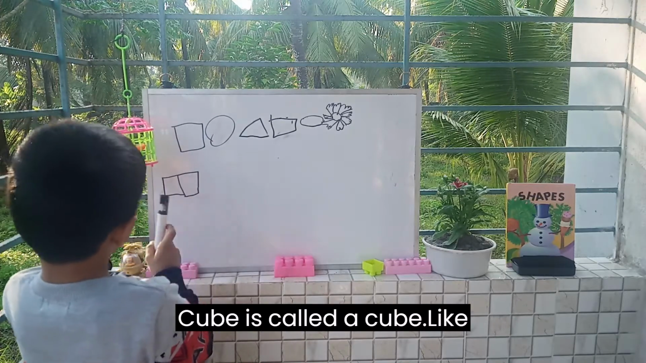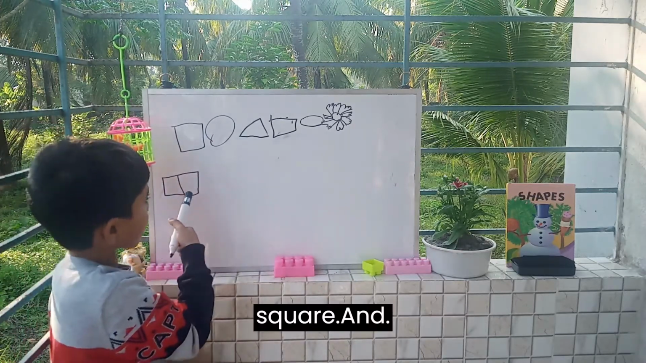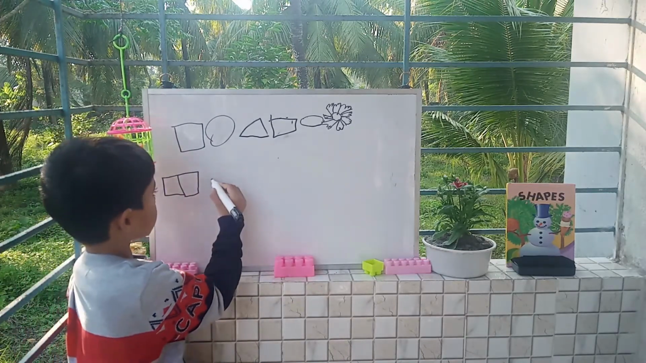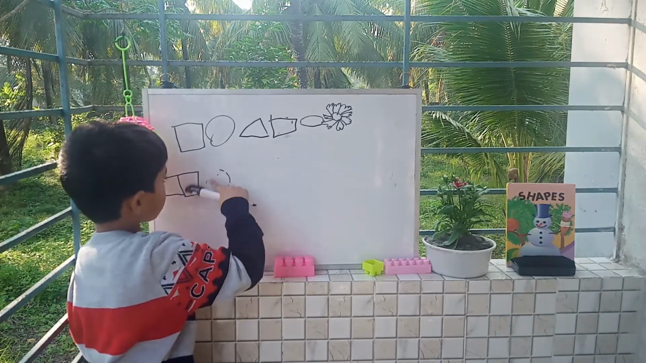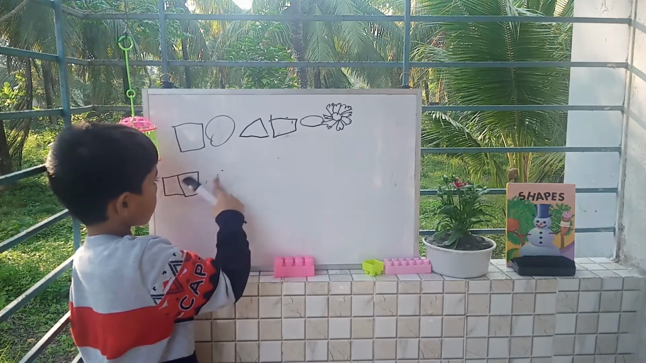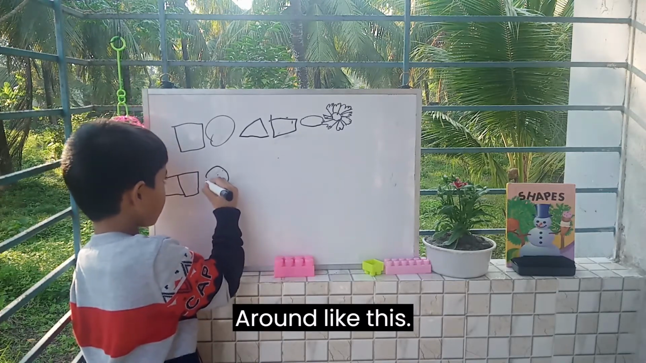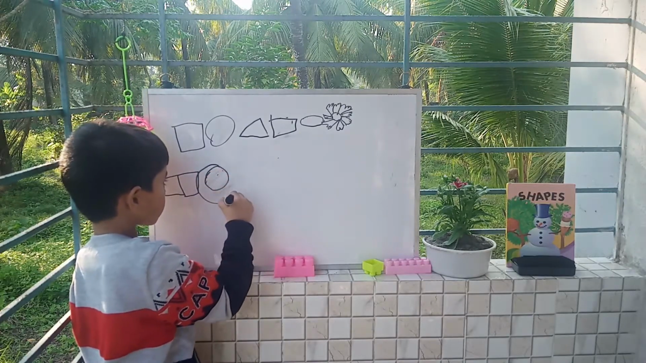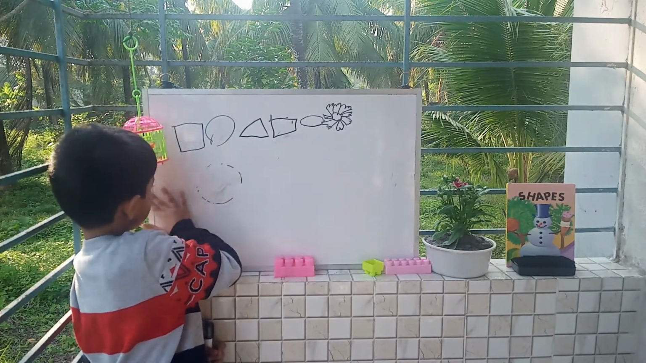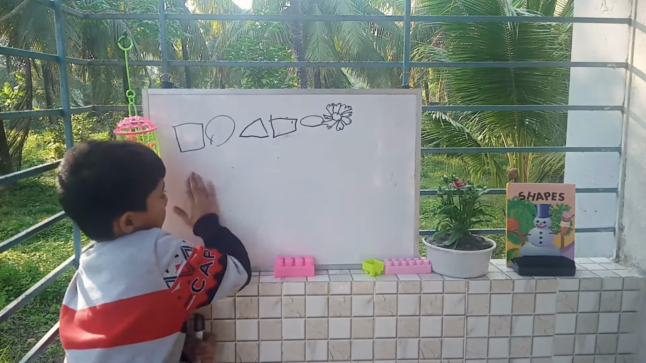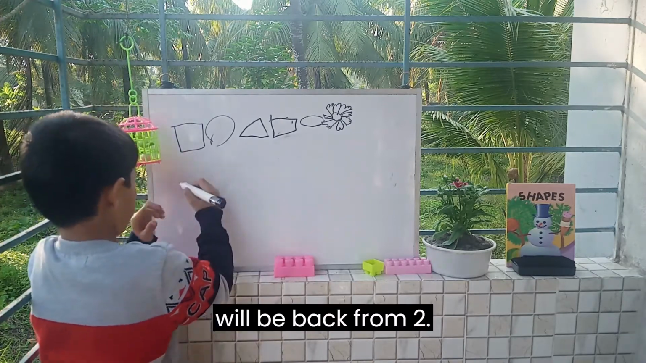Cube. It's called a cube. Like square. And this is a round ball. Oh, I mean that's circle. A round ball like this. Oopsie. Let's go over to cube. And I will go back from cube.